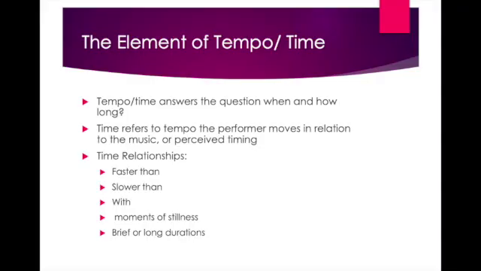In our next element, we're going to look at the element of time or tempo. So tempo tells you when the movement happened in relation to the music or perceived music, and I say perceived music because in our natural world, there are times where we are dancing to music that only we can hear, or that's a made up rhythm.